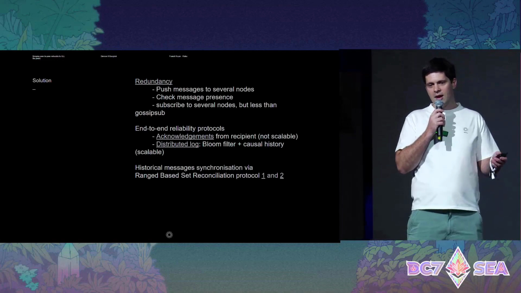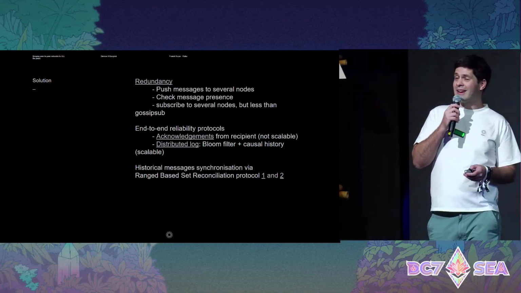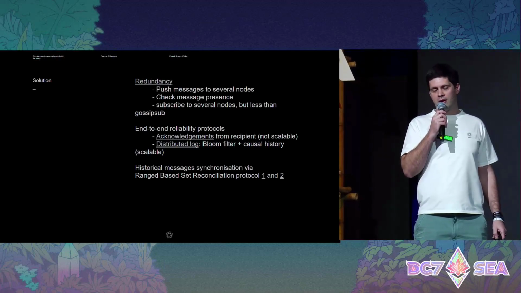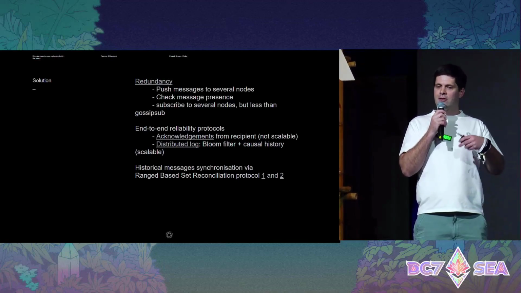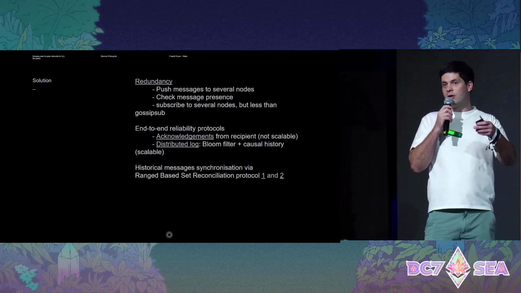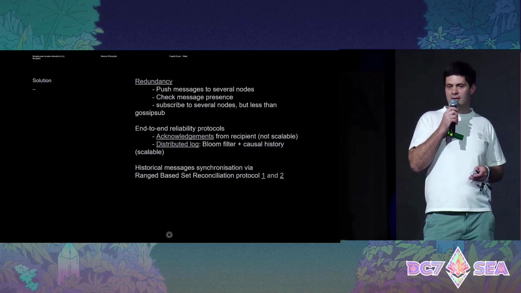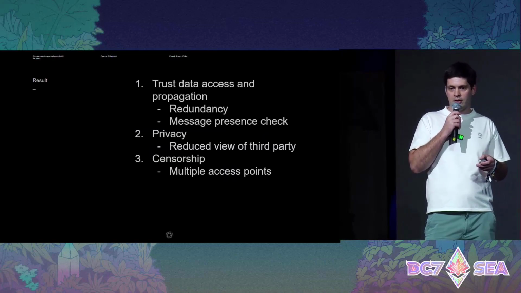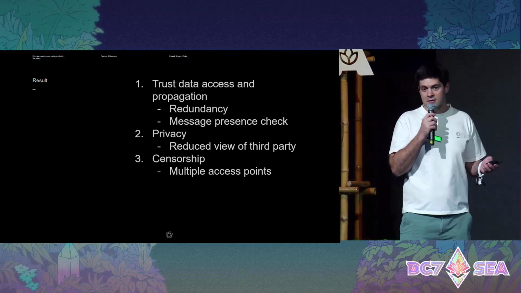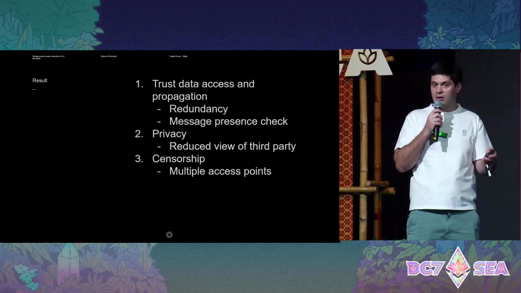All right, so we did have to add redundancy. Gossipsub has some built-in redundancy. We had to add that when, for example, pushing messages, we push to a couple of nodes. And we also had to add an end-to-end reliability protocol so that in the context of a chat application, you have some idea whether your recipients, other participants in the group, have seen your message. The result is that now you have some redundancy and you can check message presence using various nodes to access the network instead of trusting one single REST API.